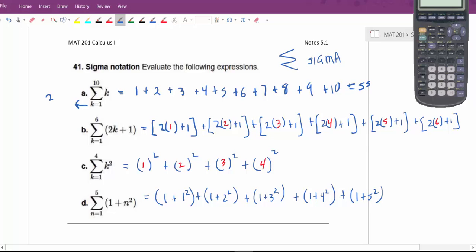Have any of you ever taken statistics? You see that sigma thing all over the place in statistics, don't you? Because you do a lot of sums and stuff, okay? Okay, everybody got that okay?